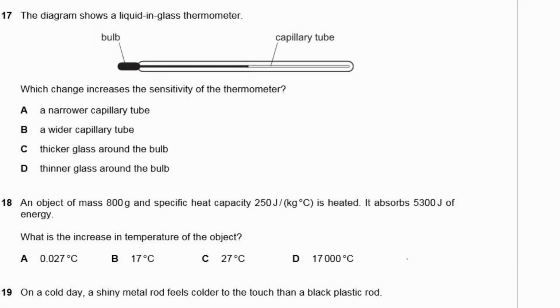Question 17. The diagram shows a liquid in glass thermometer. Which change increases the sensitivity of the thermometer? Well, a narrower tube would do that.